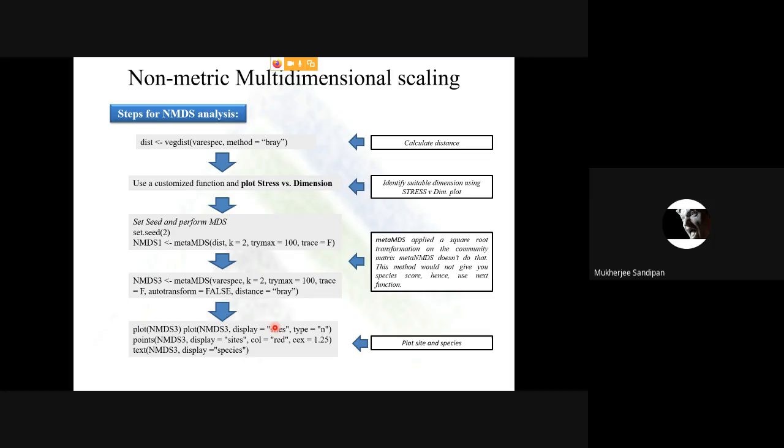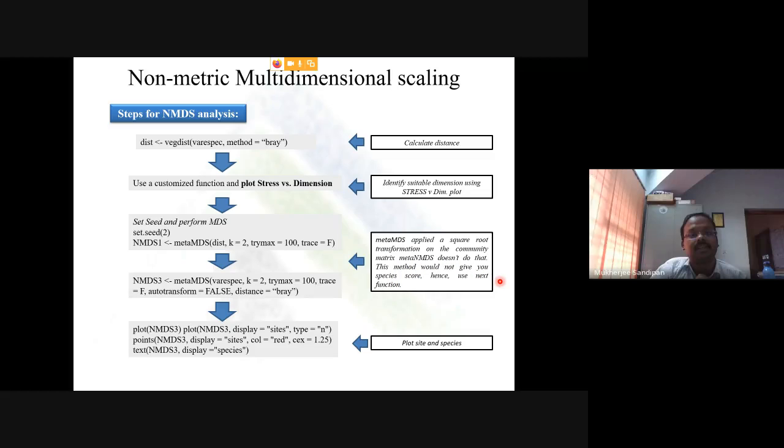And after that, once you have identified your dimension, you use the metaMDS program within R, and using this metaMDS, you calculate NMDS. metaMDS is a function you find in the vegan package, which applies square root transformations on the community matrix. Plain NMDS doesn't do that, so there is no transformation. So we use metaMDS. This method would not give you species scores, hence it is used in the next function.